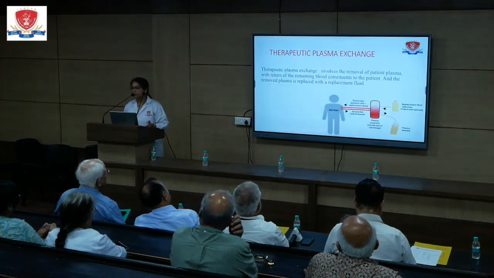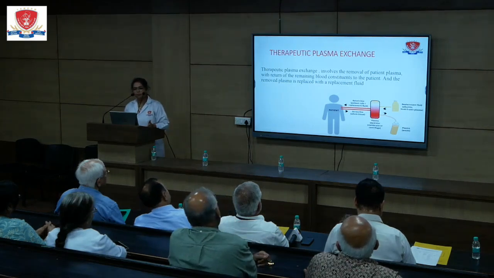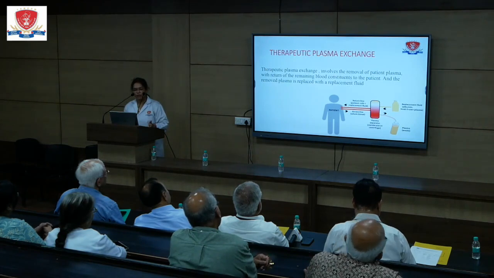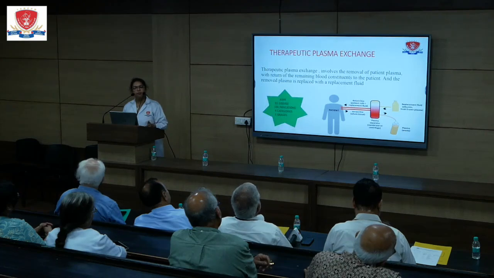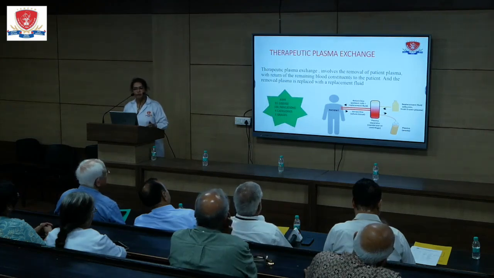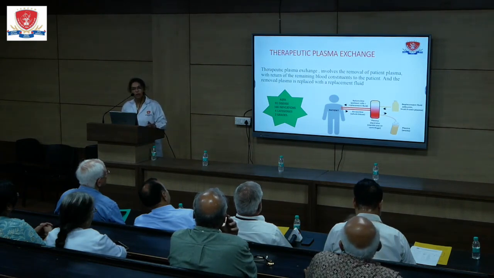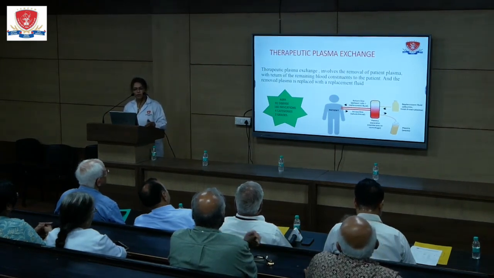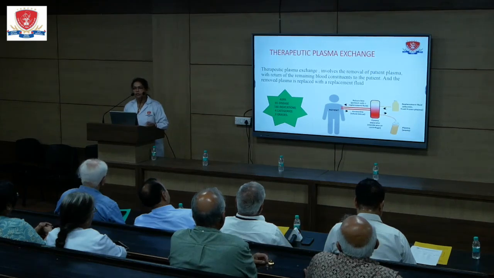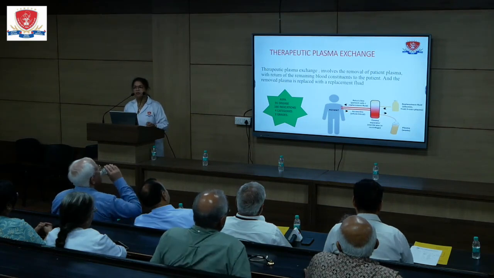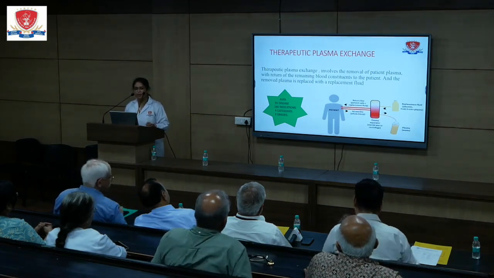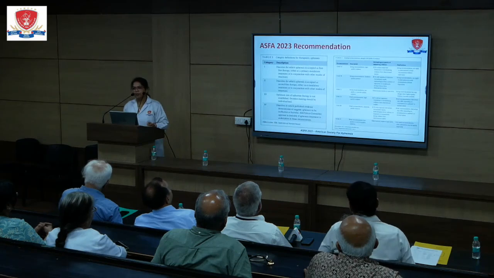Our next procedure is therapeutic plasma exchange. It involves the removal of patient plasma with return of the remaining blood constituents to the patient, and the removed plasma is replaced with a replacement fluid. The replacement fluid can be albumin or fresh frozen plasma depending on the disease and the condition of the patient. The American Society of Apheresis has indicated 91 diseases which have 166 indications which have been divided into 4 categories and 2 grades. This is a glimpse of their classification.